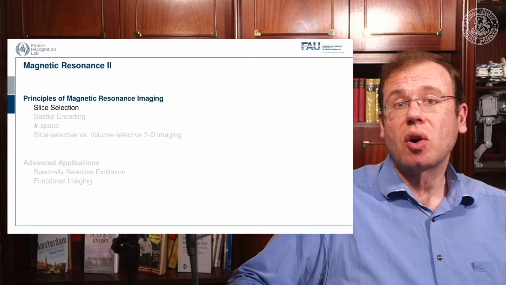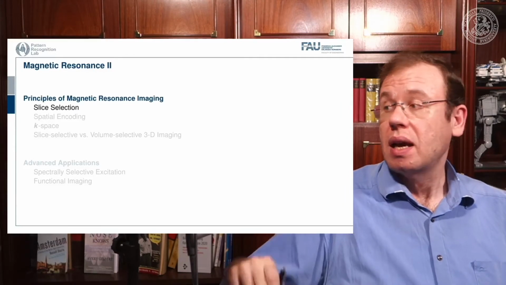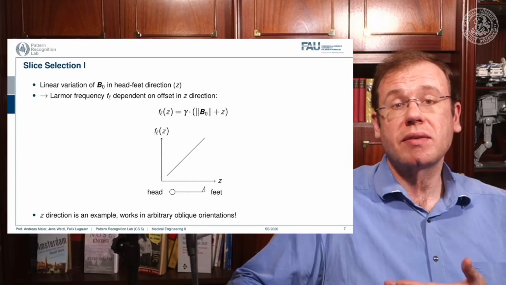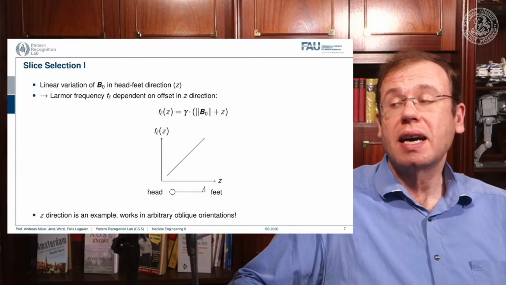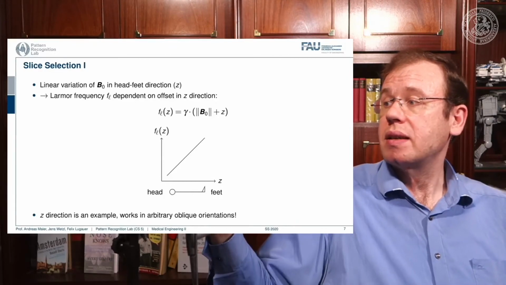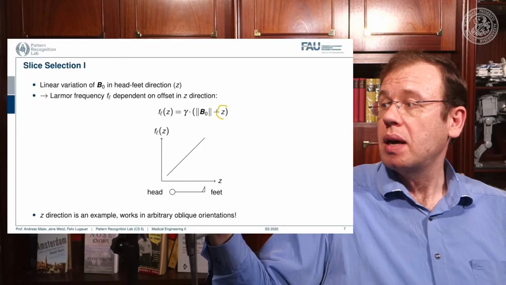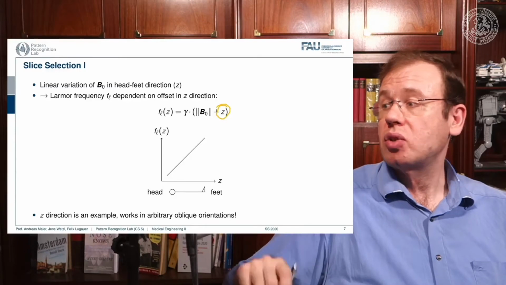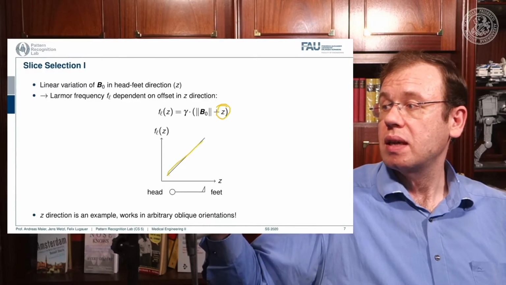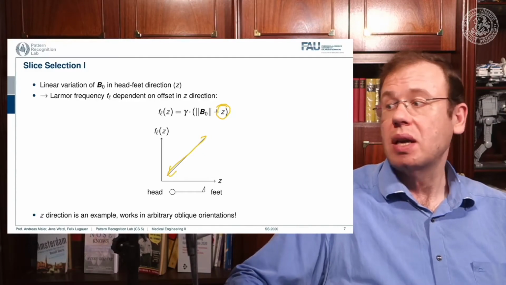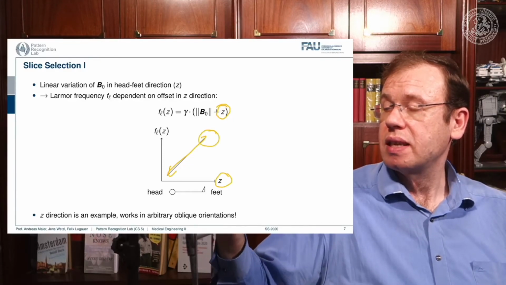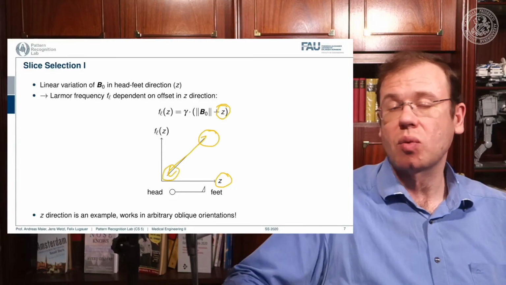Let's go ahead and talk about the so-called slice selection. Slice selection is the concept that allows us to select only a specific slice within the body. The idea is that we want to use the gradient in order to apply some additional magnetization, Z, and this allows us to adjust the Larmor frequency of the respective voxel. If you do that in Z direction, then the additional Z coil would increase the frequency towards the feet and decrease the frequency towards the head.